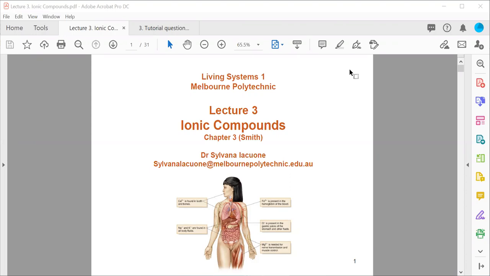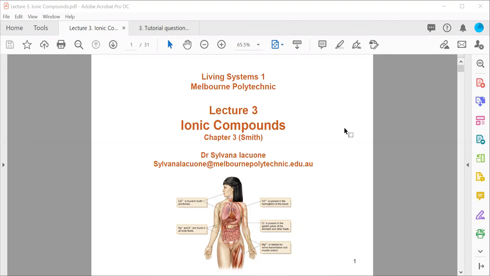We are now in week 3 of semester. As I've said before, semester goes very quickly. So it's really important to keep on top of everything, particularly if you are a full-time student. So tonight's lecture is about ionic compounds.